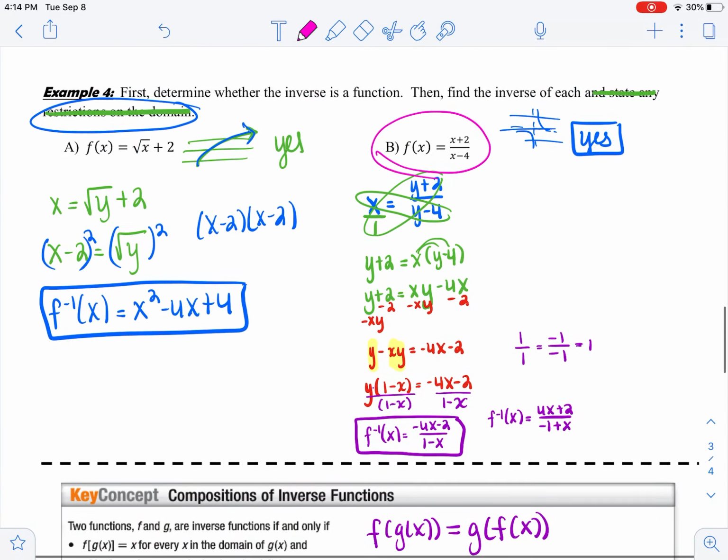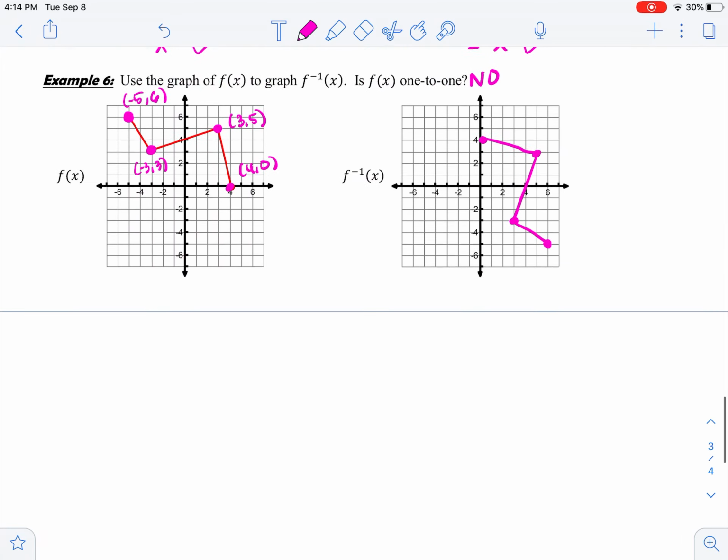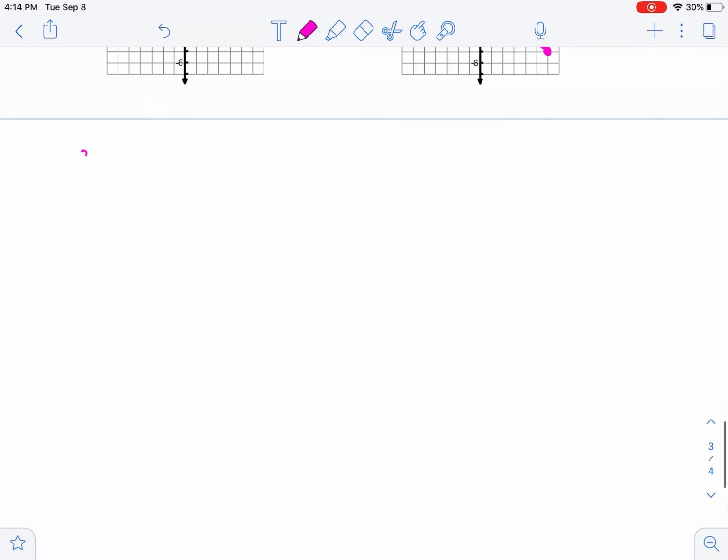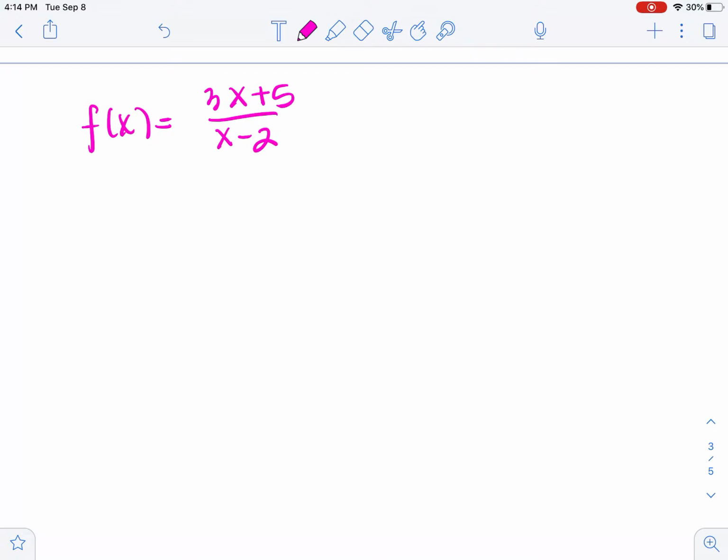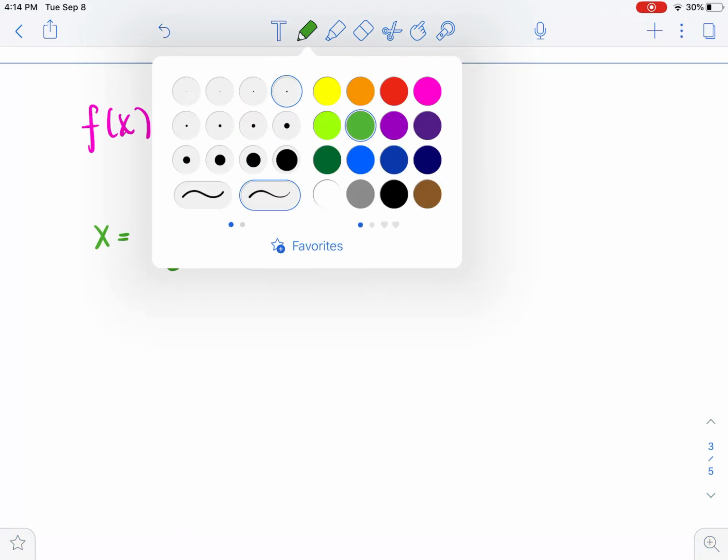Okay, so if you are solid with this problem right here, then you can go ahead and start working on the review for the test. If you're not, let's look at one more. I'm just going to make one up. So I'll say my function is f of x equals 3x plus 5 over x minus 2. Randomly made up, right? Okay, so if I wanted to find the inverse of this, step number 1, once again, is switch x and y. x equals 3y plus 5 over y minus 2.